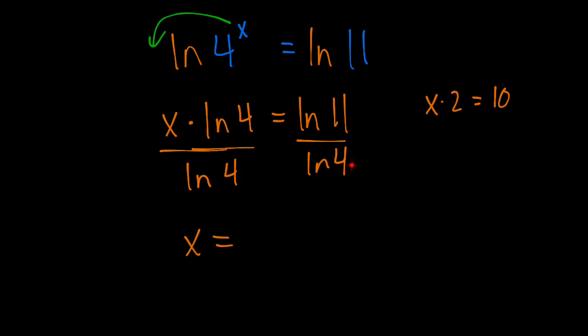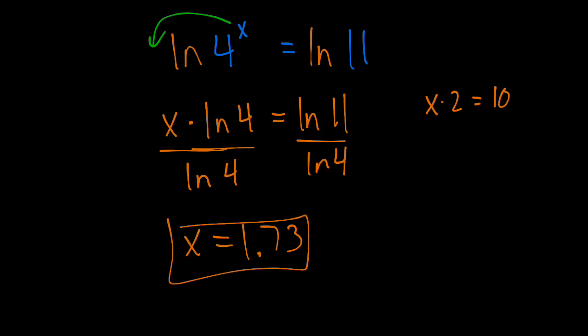That's something that we have to use a calculator for, right? So plug natural log of 11 divided by natural log of 4 into your calculator, and we get 1.73. All right, so we had said it has to be between 1 and 2. Looks like it is, so that's our solution.